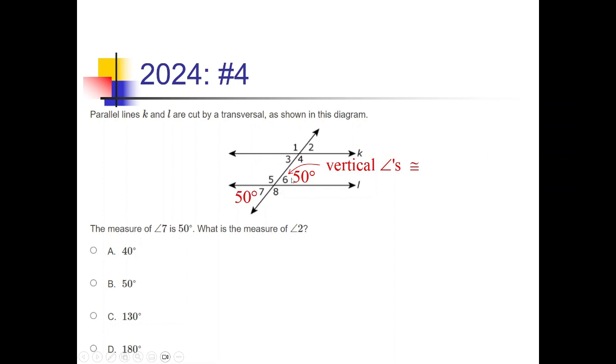Now moving ahead though, we can look at angle 2 as the corresponding angle as angle 6. It's the same corner on a different street, so to speak. So we know that corresponding angles are going to be congruent. So that means angle 2 is whatever angle 6 is, which is to say 50 degrees. So that's going to give us choice B, 50 degrees.